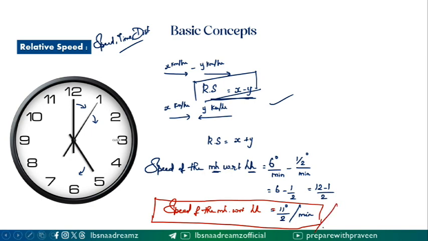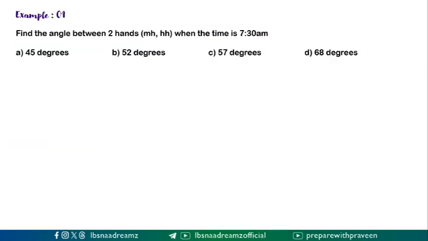Now let us see some examples. So example 1, find the angle between two hands, that is minute hand and hour hand, when the time is 7:30 a.m. Draw a clock.